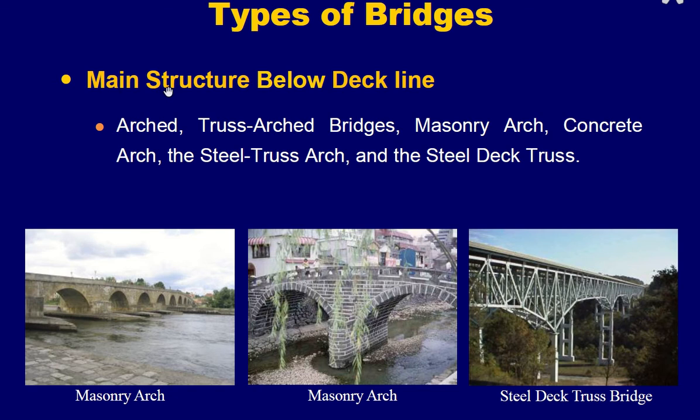Now coming to the first type, when main structure is below the deck line. So you can see the example of arch bridges. See, masonry arch bridge and steel deck truss bridge. In all these types of bridges, you can see the deck line where the people or the cars or traffic travels. So the main structure is below the deck line. Deck line is over here, and all the main structure is below this line. So all truss arch bridges, masonry arch bridges, concrete arch, steel arch, and the steel deck truss bridges are in this category where main structure lies below the deck line.